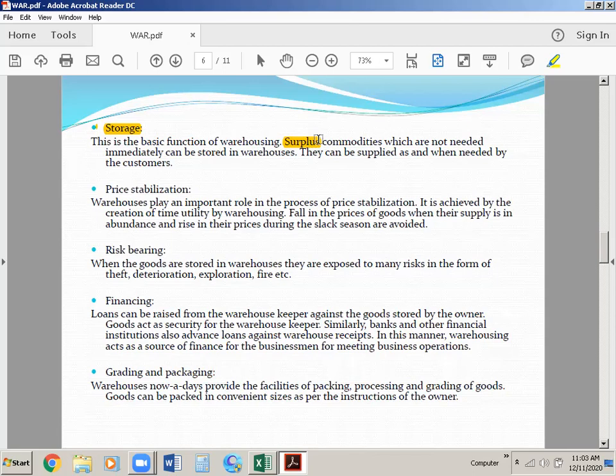The next heading is price stabilization, that is, how your price gets established. Warehouses play an important role in the process of stabilization.